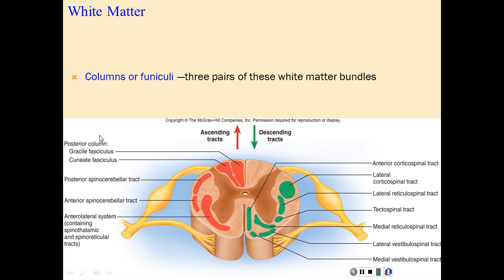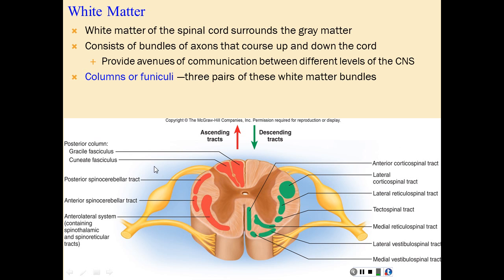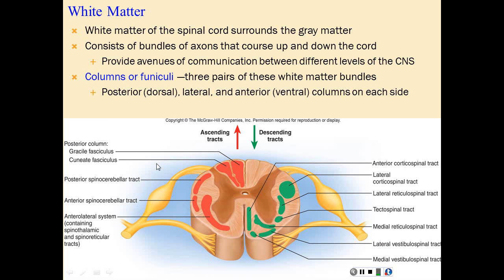Now the white matter of the spinal cord surrounds the gray matter all around here. It consists of bundles of axons that course up and down the cord, arranged in three pairs called columns. Now these columns, we have a posterior, we have a lateral, and we have an anterior. So here is the posterior column, here are our lateral columns, and here is our anterior column. Now the three columns, like I just said, are posterior, anterior, and lateral. And each of them consists of subdivisions. And those subdivisions are called tracts.